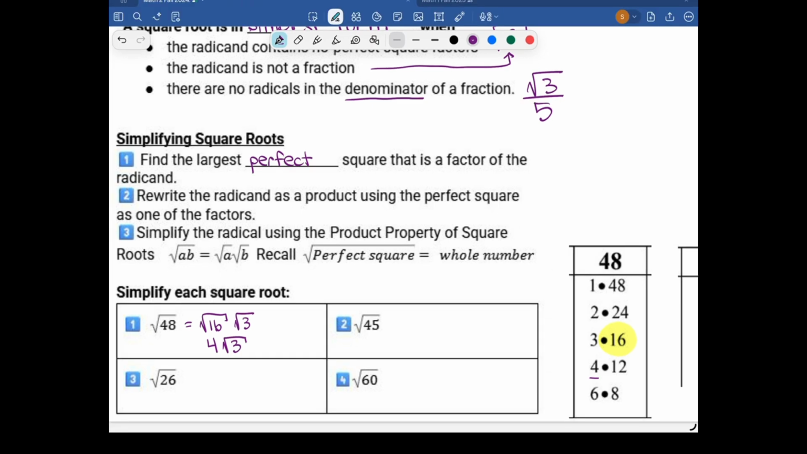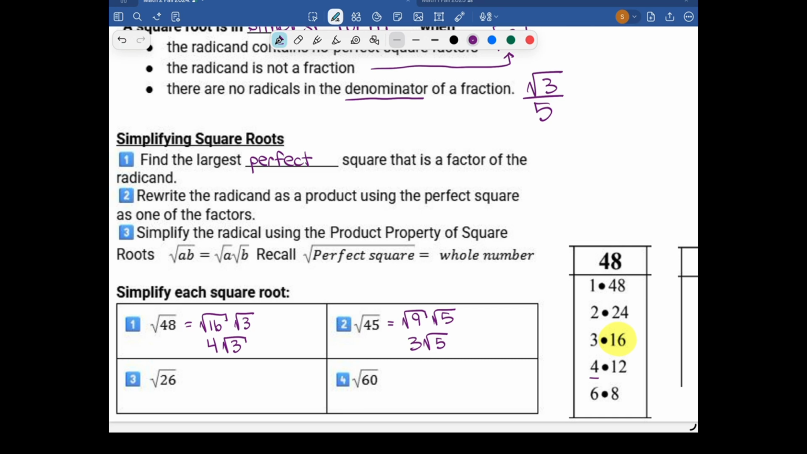Let's try it again. 45. 45 has factors of 9 times 5. So I am going to rewrite it as the square root of 9 times the square root of 5. The square root of 9 is 3, and I have a square root of 5.